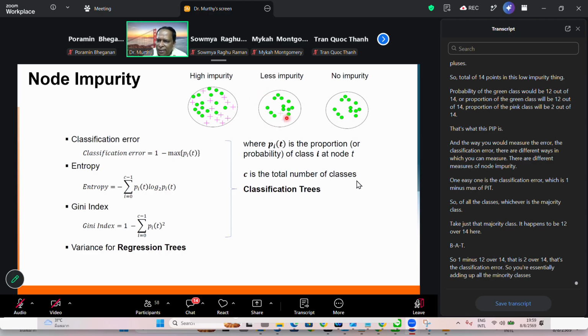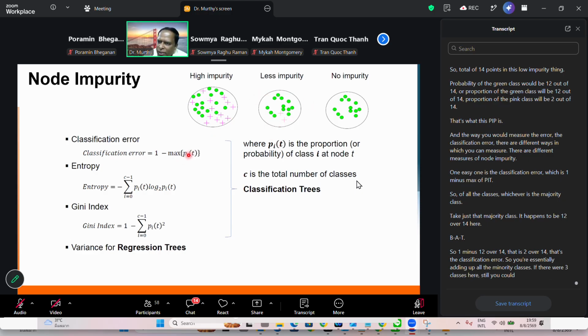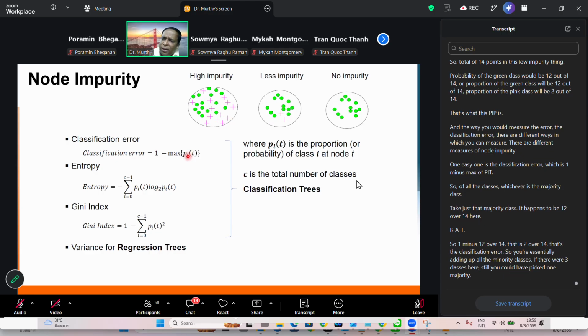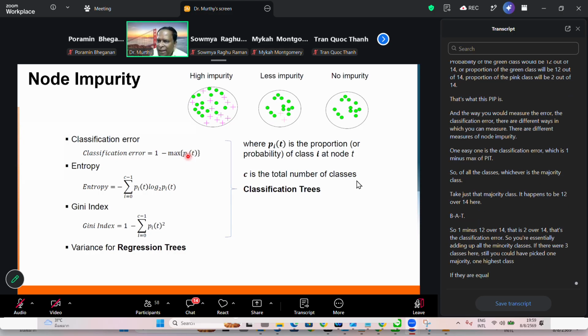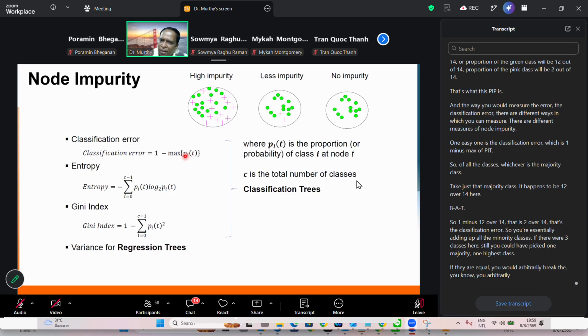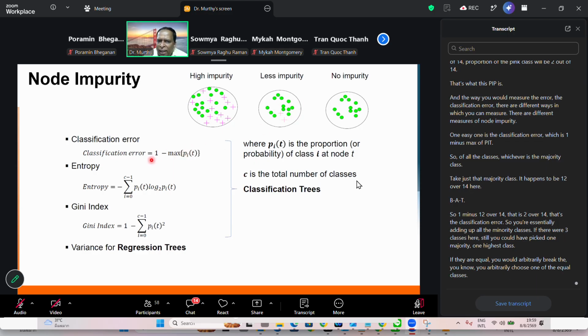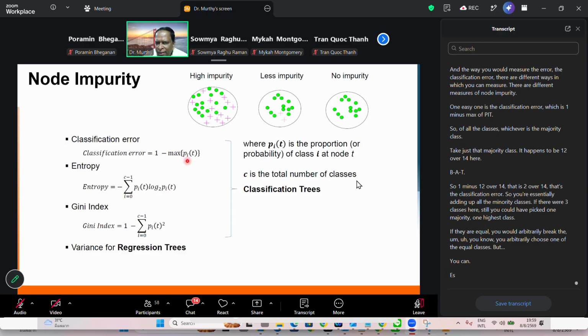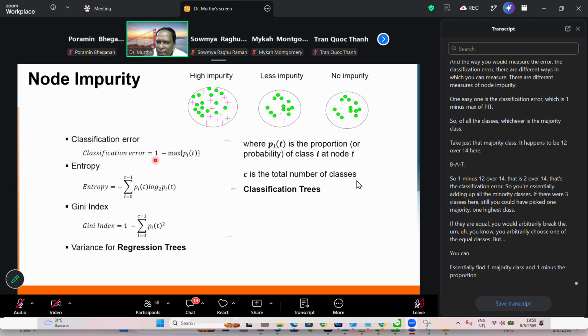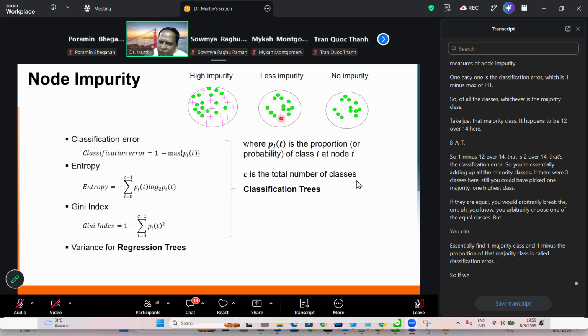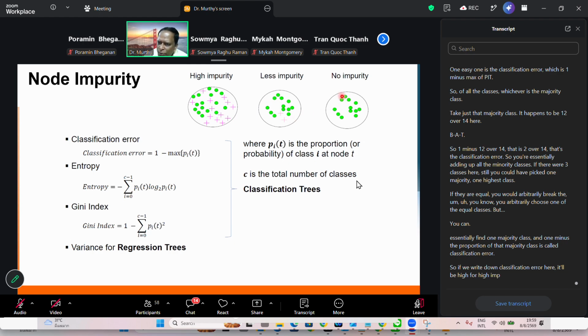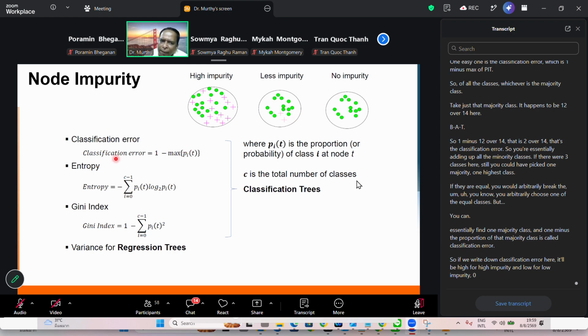If there were 3 classes here, still you could have picked one majority, one highest class. If they are equal, you arbitrarily choose one of the equal classes. But you can essentially find one majority class, and 1 minus the proportion of that majority class is called classification error. So if we write down classification error here, it will be high for high impurity and low for low impurity, 0 for no impurity.